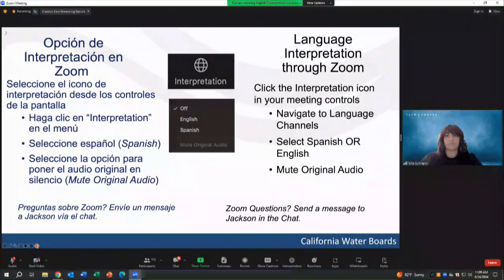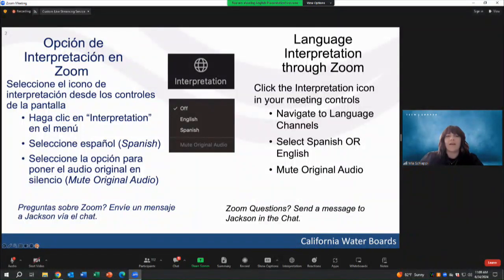And just a reminder for those attending in English, please note if there are any comments or questions given in Spanish, you can also hear a live interpretation of it by selecting the globe icon at the bottom of your screen that says interpretation and then selecting English. Thank you so much, Mia. Back to you. Thank you, Mark.